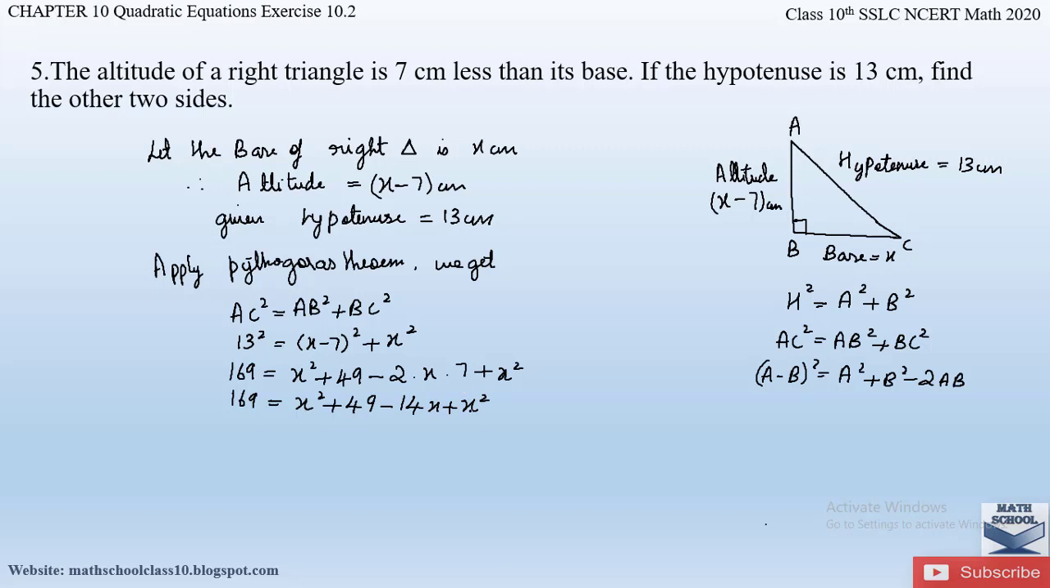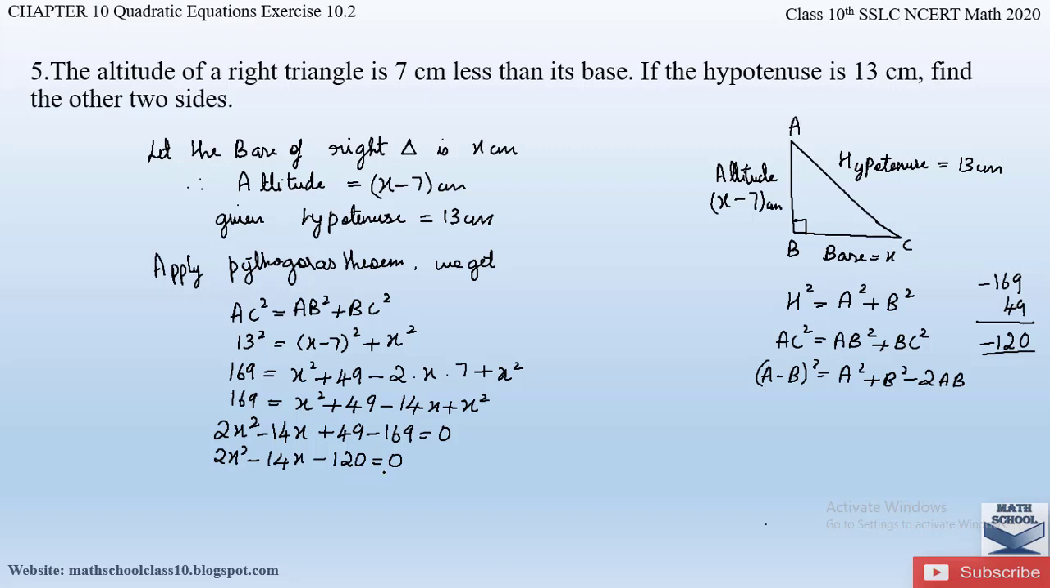Now x square plus x square is 2x square, minus 14x plus 49. If we send this 169 to the right hand side, we get minus 169 equal to 0. Now let us subtract 169 from 49, which gives minus 120. The result is 2x square minus 14x minus 120 is equal to 0.